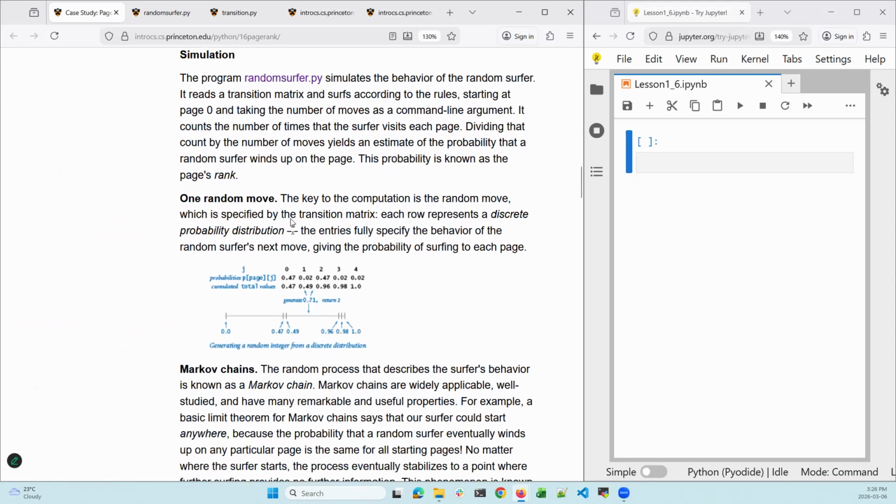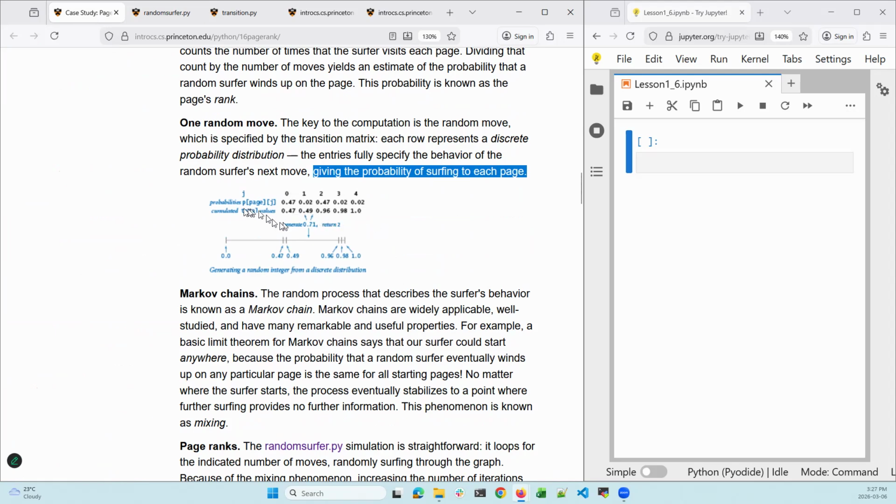So one random move. The key to the computation is a random move, which is specified by the transition matrix. Each row represents a discrete probability distribution. The entries fully specify the behavior of the random surfer's next move, giving the probability of surfing to each page. So here's the example that they're representing: to generate a random integer from a discrete distribution for each page, and the probabilities for each one.